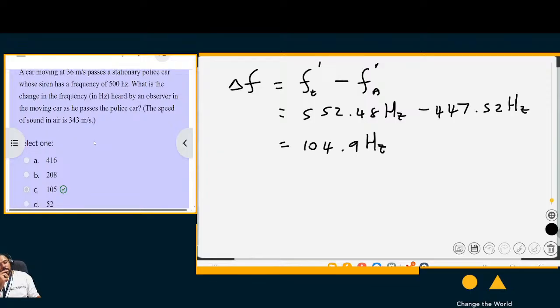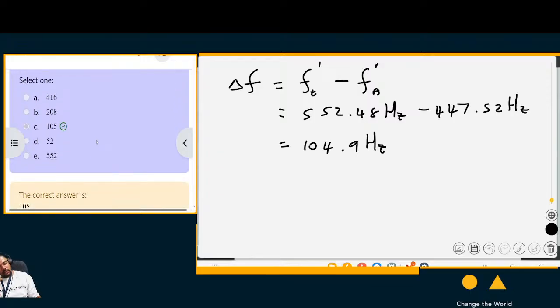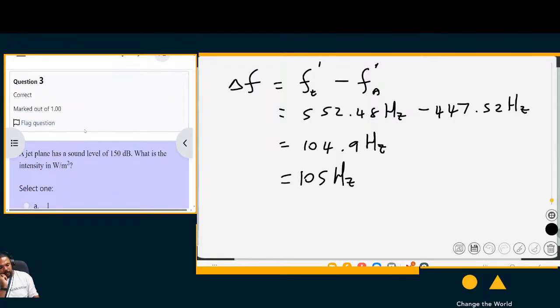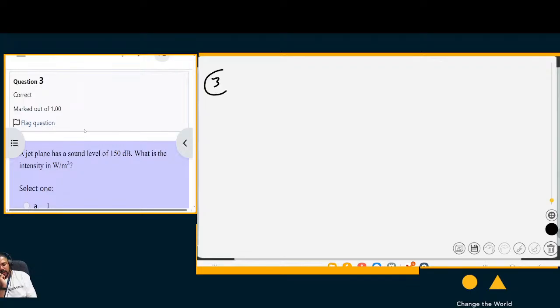So you'll be able to notice it immediately as an observer inside the car, as you're going towards the ambulance and as you're going away from the ambulance. It's 104,9, which you can just write as 105 hertz. And let's check. I've already checked. It is correct. Okay, so question number 3.